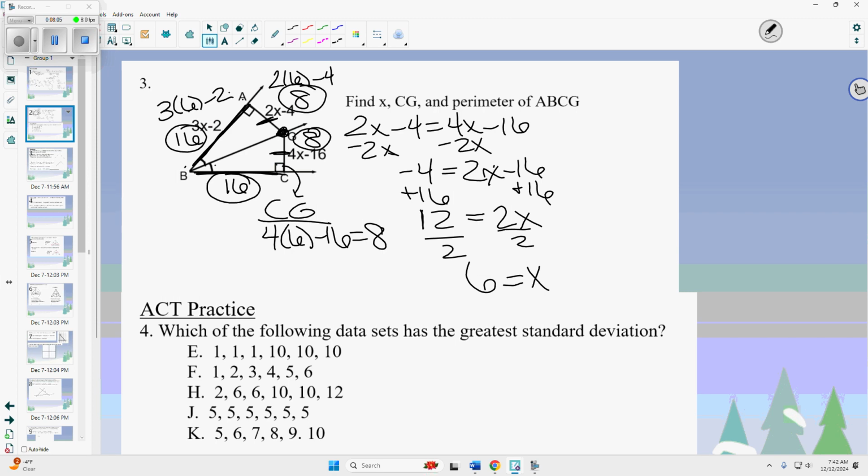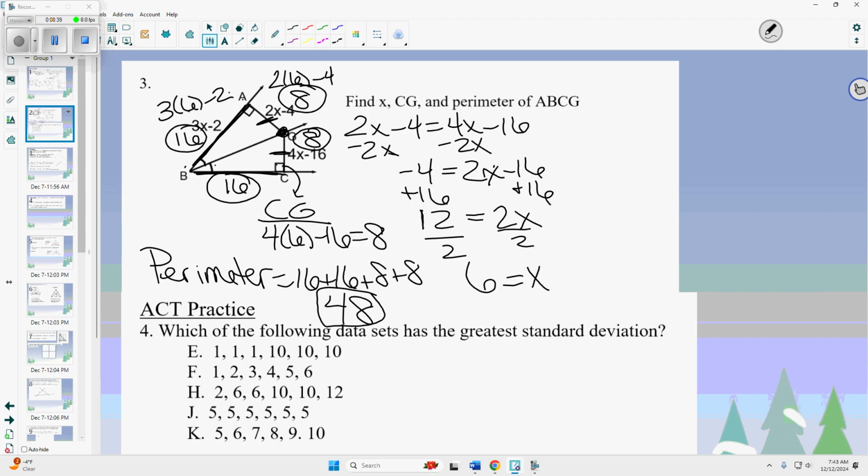So I plugged it into all those places. We put the extra one on BC. What do I need to do with it? Add it all together. Good. Because your perimeter is all of them added up. So what is our perimeter? Which one is it? 48. Because you got 16 times 3. Good?